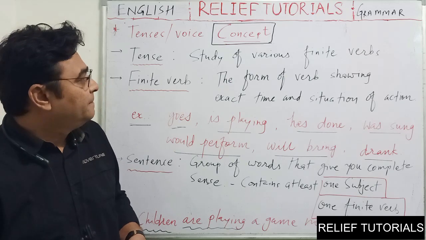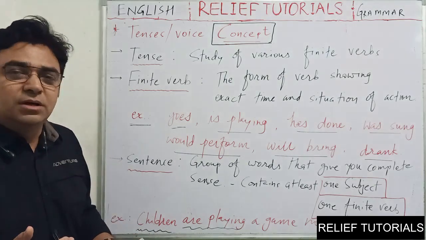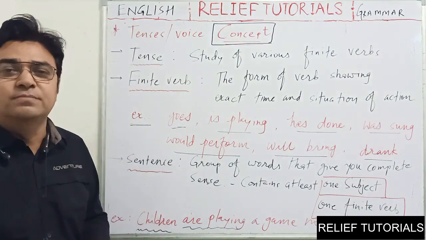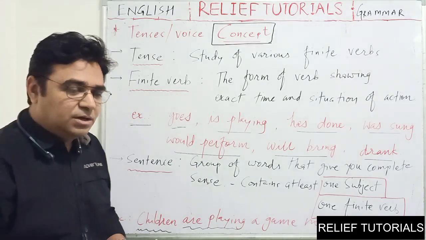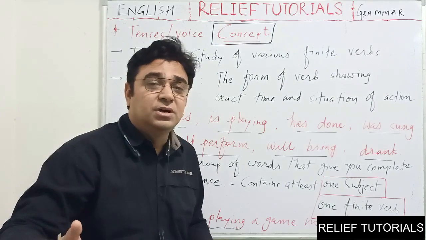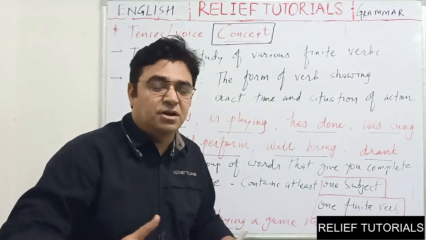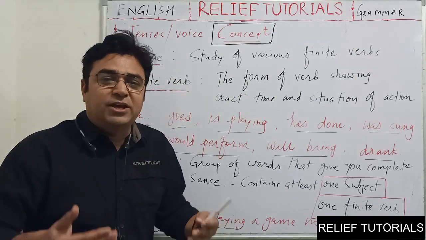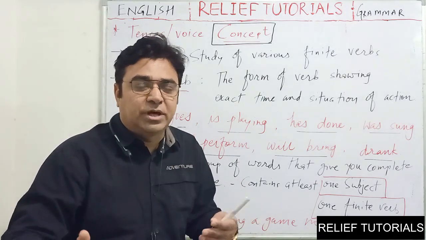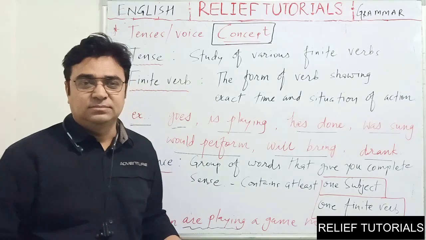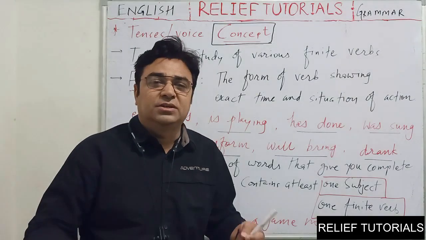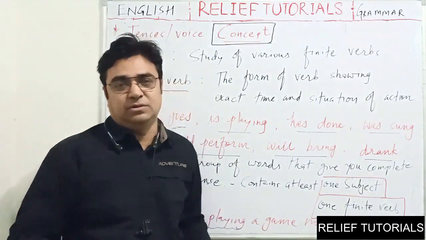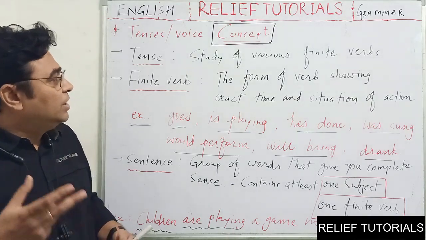So friends, the verb that changes its form just to show the right time and situation is called a finite verb. According to different times and different situations, these finite verbs take different forms. There are various forms of finite verbs, and all of them indicate the right time and situation of the action. So they are also called various tenses. So tenses, friends, is the study of different kinds of finite verbs that show different times and situations of the action. So we have cleared two terms.